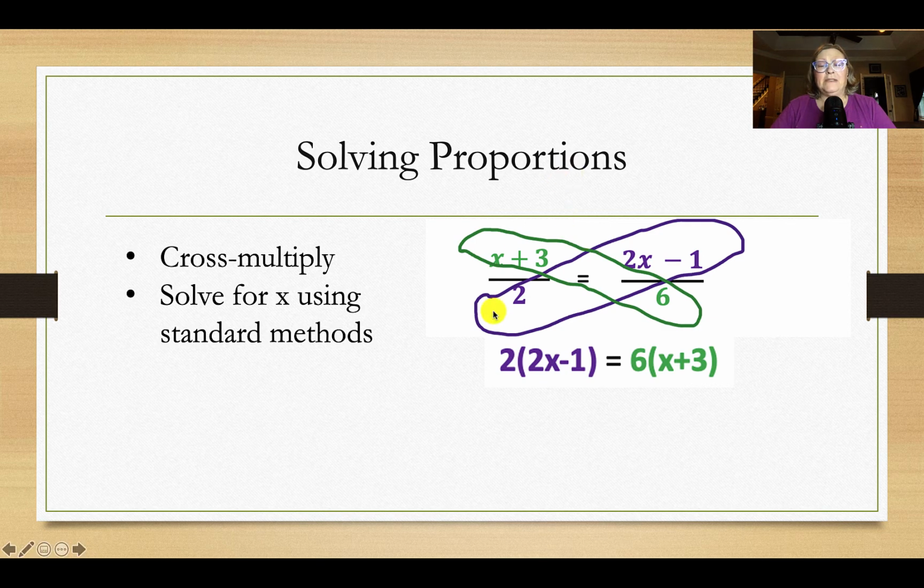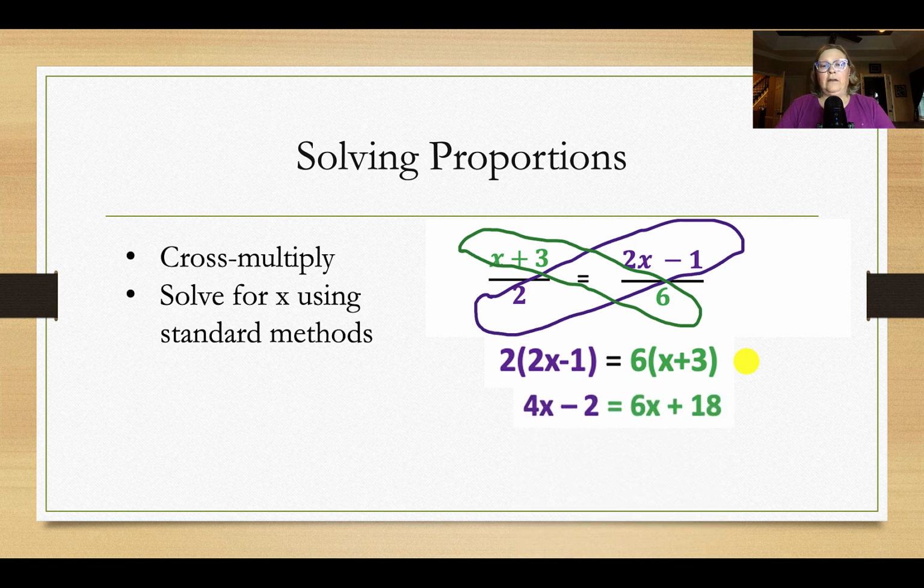So the first step is to actually do that cross multiply. Very important again to use parentheses. So 2 is going to end up being times the entire numerator of the fraction on the right. So it's 2 times 2x minus 1. And then the other side becomes 6 times x plus 3. Then we can use our standard methods. Distribute, simplify, move so variables are on one side, constants on the other, and then use inverses to solve.